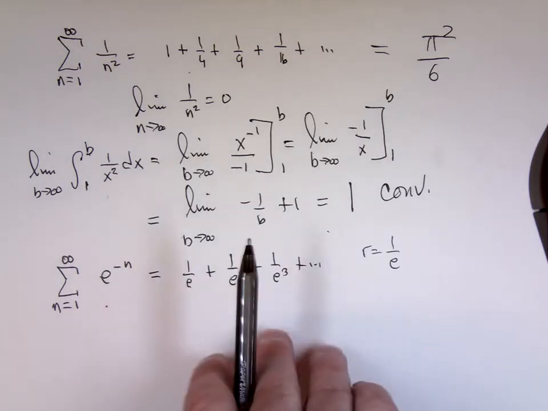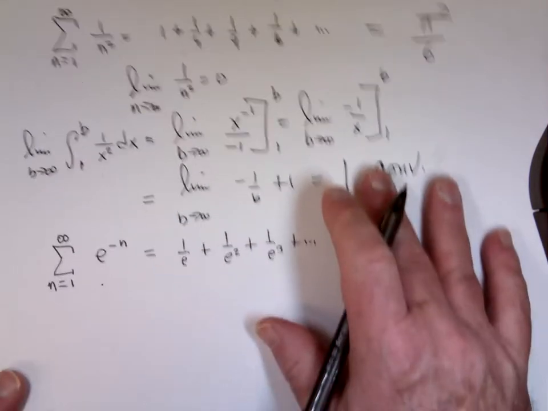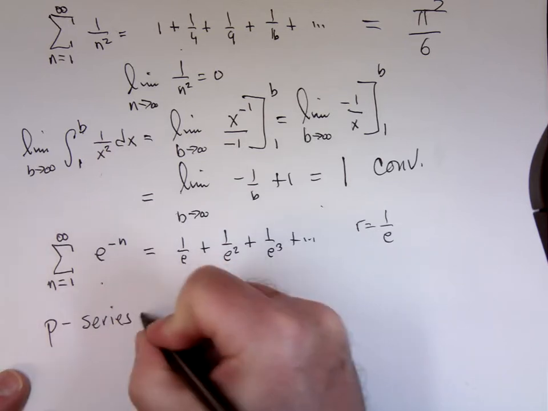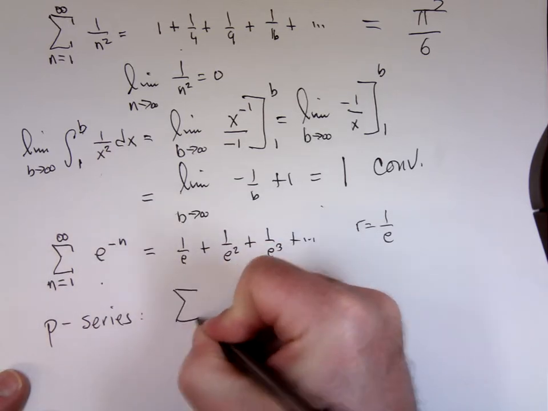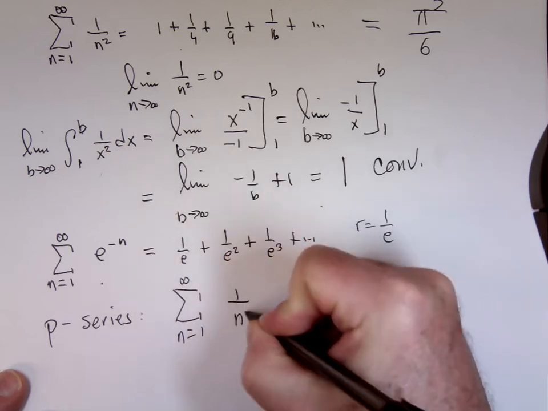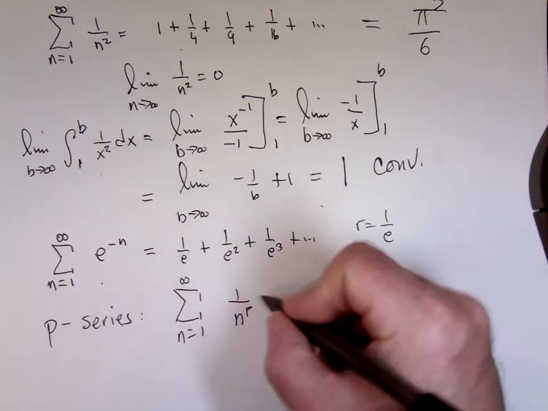All right, so here's the deal. Suppose we have series of this type. These are called P series, by the way. That's a P there. 1 over n, the harmonic, is a P series where P is 1. 1 over n squared, P series where P is 2. What can we say about P series? Here's what we can say.